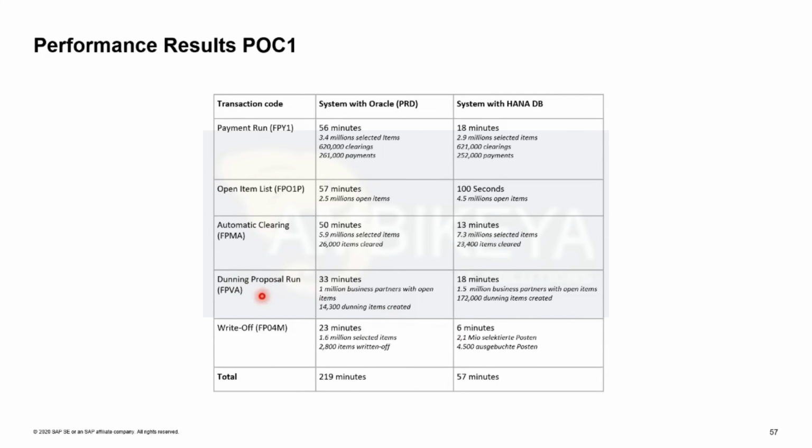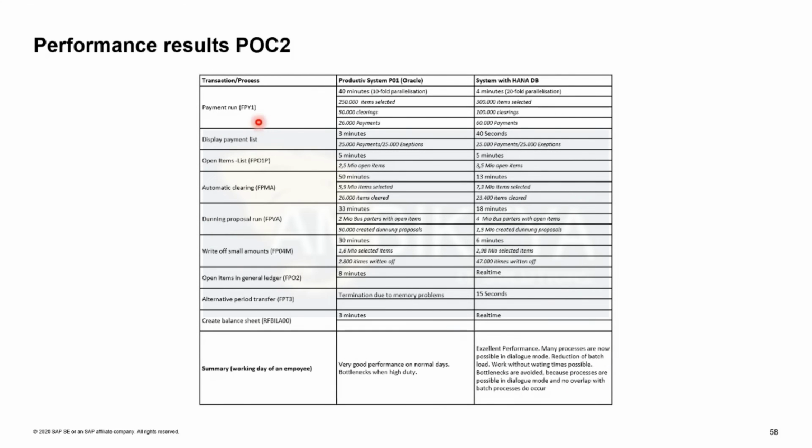The hardest topic for us was the Dunning runs, especially the Dunning proposal runs. Here it was really hard to achieve a real improvement in our FICA area. Another proof of concept can be seen here. The payment run was very impressive. Here it was reduced down to 4 minutes, as an example. The payment list from 3 minutes to 40 seconds, and so on and so on. So you can see really good improvements.